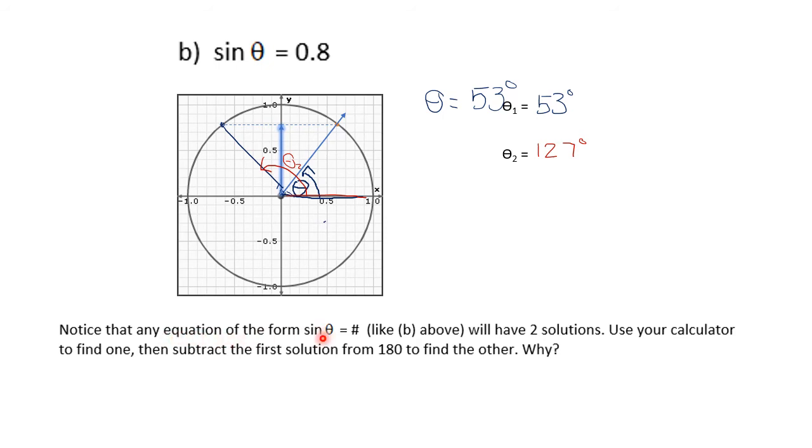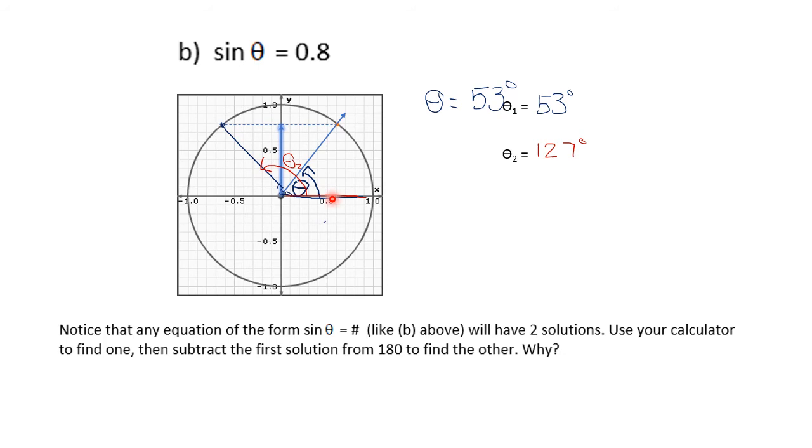Notice that any equation in the form y equals sine of a number, like the one we just did, will have two solutions. If you use your calculator to find one, you don't actually need to draw the second one like I did. You can just subtract from 180 to find the other, right? Because whatever we got for this blue theta 1 here, 53, that will also be this space over here, this related acute angle. So this would also be 53. So I don't need to actually measure my second angle.